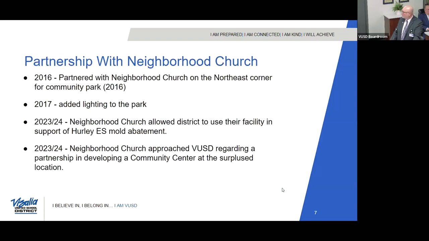So their proposal is to purchase that property for the price of $87,500. And we are urging approval of that. And then we will continue with the escrow process and then sell that property. And they intend to build a community center there.